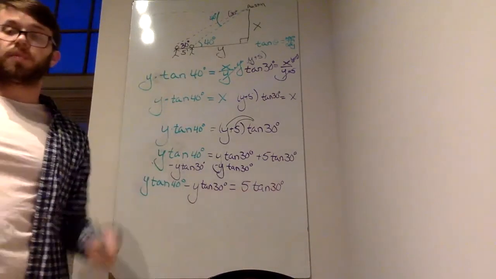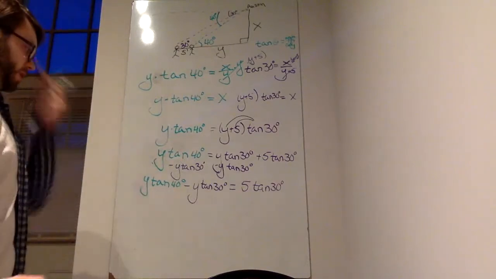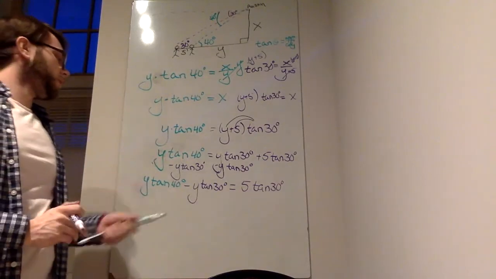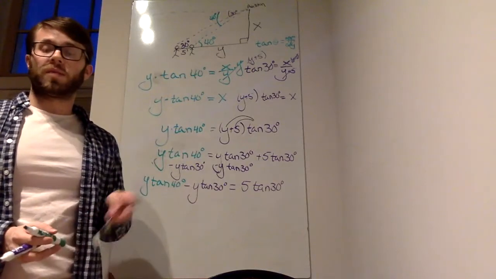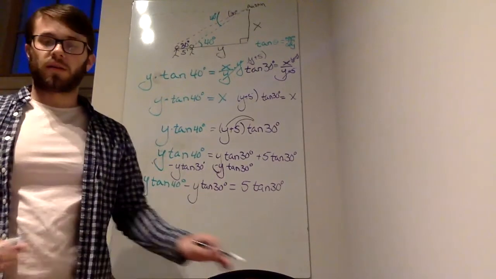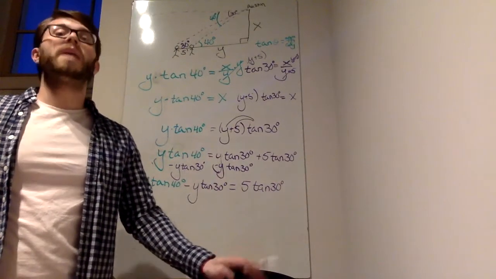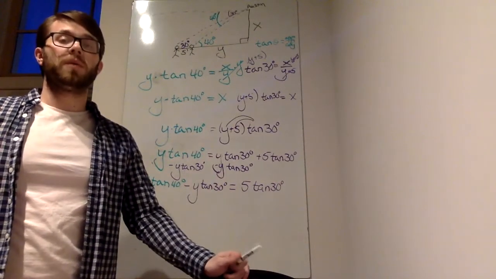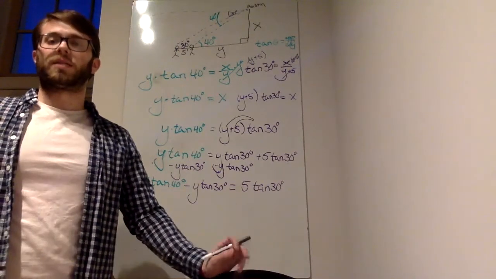Now, again, you're probably wondering, why am I not bothering to replace tangent of 40 degrees or tangent of 30 degrees with something like the 0.84 that I had said earlier? If we do that now, we are going to end up with a rounding error, and we are trying to avoid that for as long as possible.